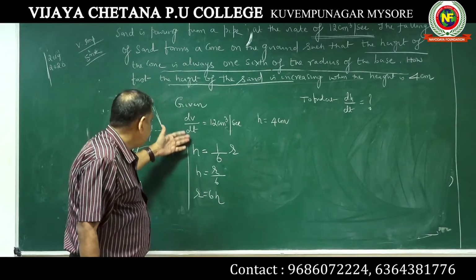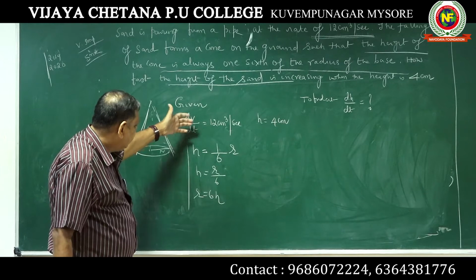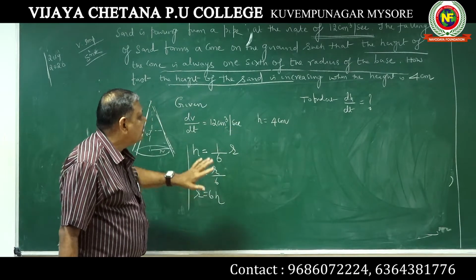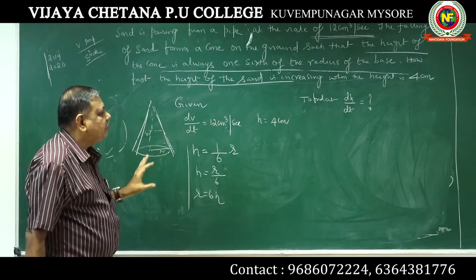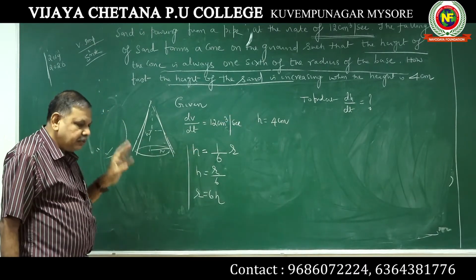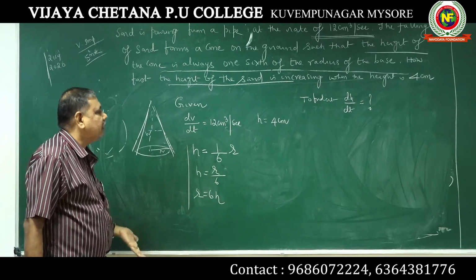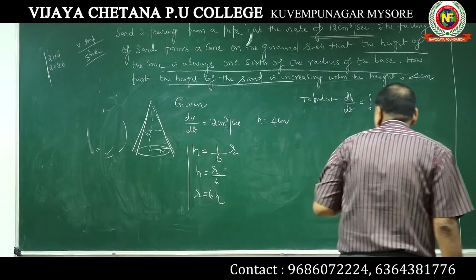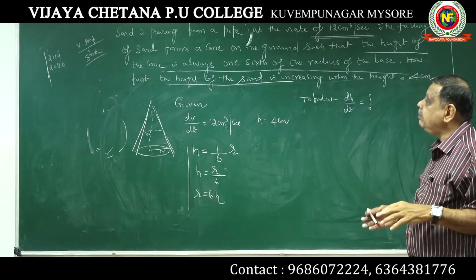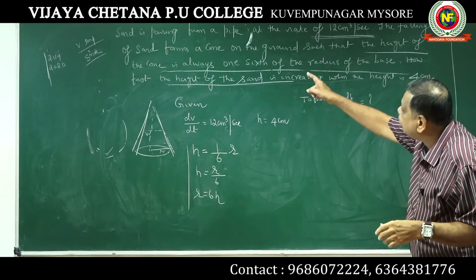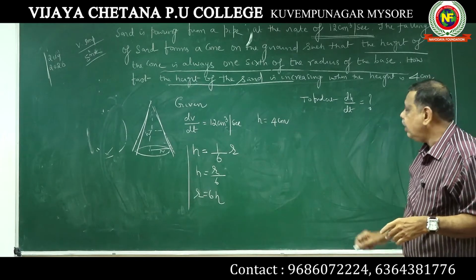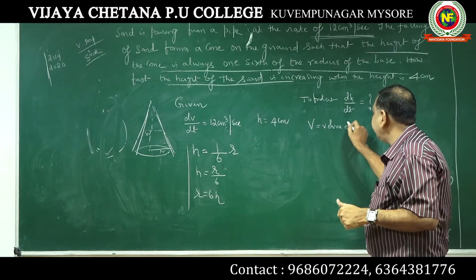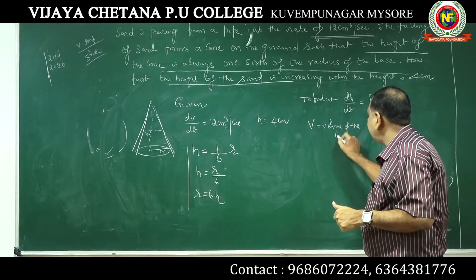What are the things I have given? I have written dV by dt, h is r by 6 or r is equal to 6h, h is given. He is asking to find out dH by dt. You should analyze the problem because this problem is very, very important. In 3 steps you can get 5 marks. Now what is the thing you should take? Which volume should you take? Whether it is sphere, whether it is circle, what should you take? You should take cone. Volume of the cone. What is the volume of the cone? V is equal to, the formula I have given you. What is the volume of the cone?